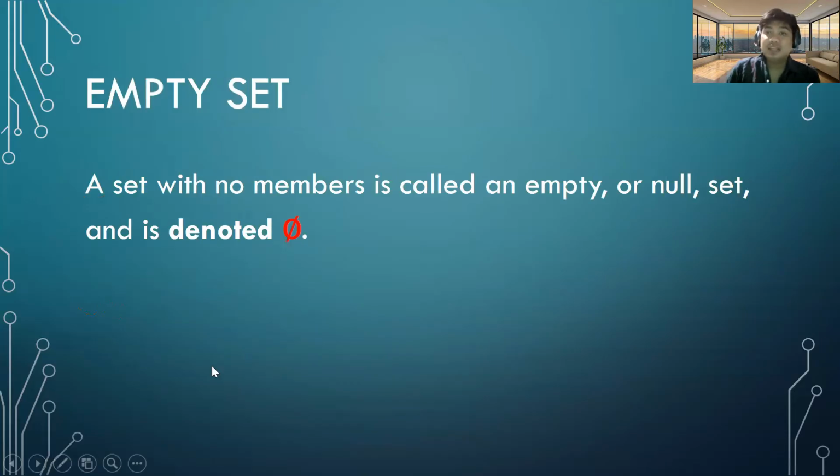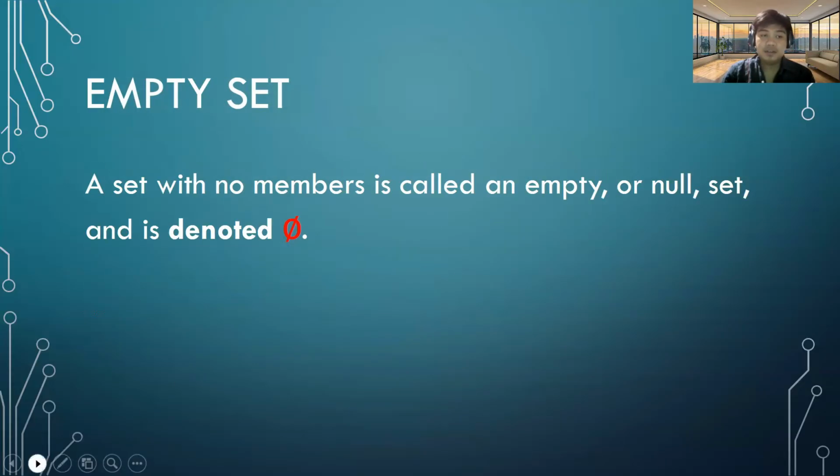So, may tinatawag tayong empty set. A set with no members is called an empty set or null set, and it is denoted by this symbol, O with a slash. So, empty set, basically, this is a set na walang laman. And pwede natin siyang i-denote using this symbol.